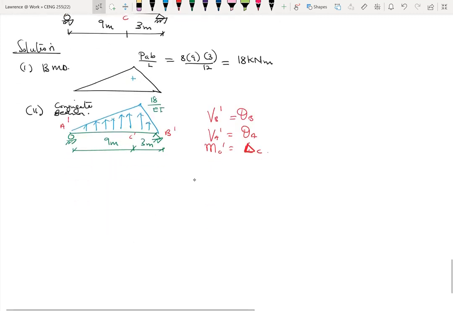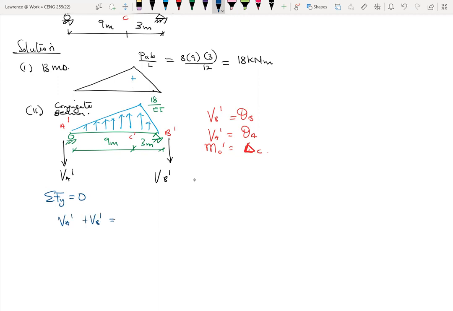All right, so let's look at how to solve this problem. I assume that all my support reactions are acting downwards. That's the assumption we make. So I have to find VA prime and VB prime. Let's start with the summation of vertical forces equal to 0. So VA prime plus VB prime will equal the area of this load.